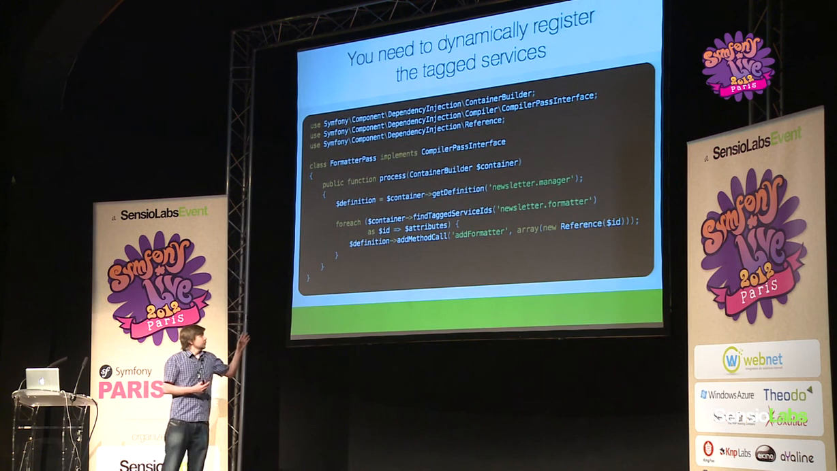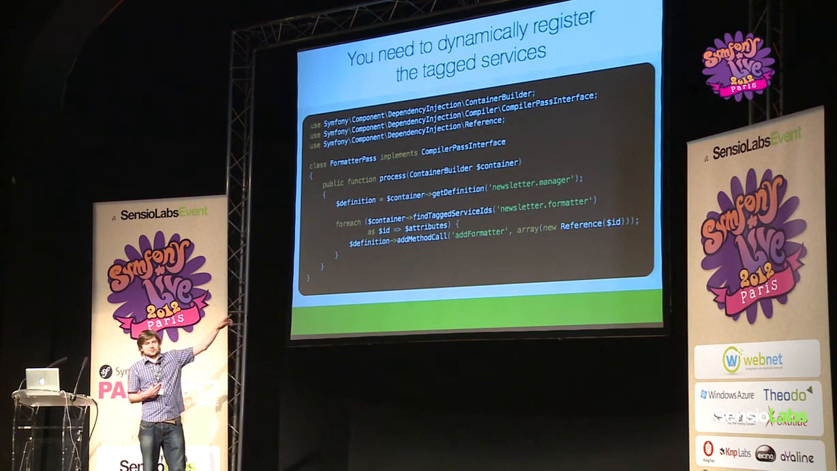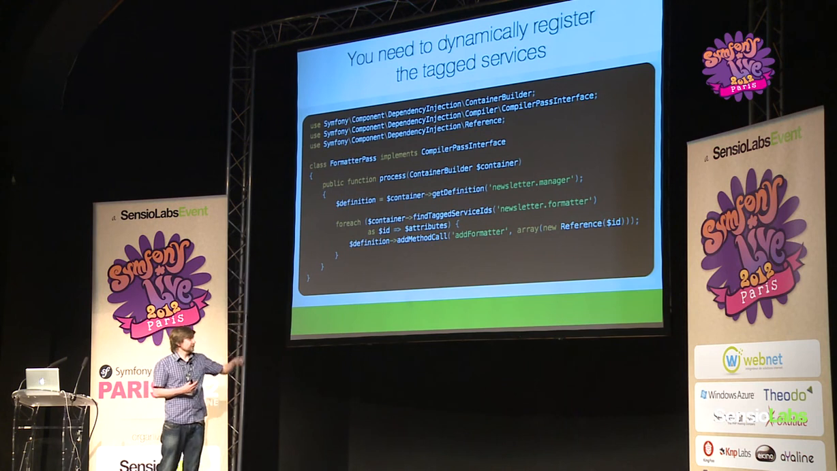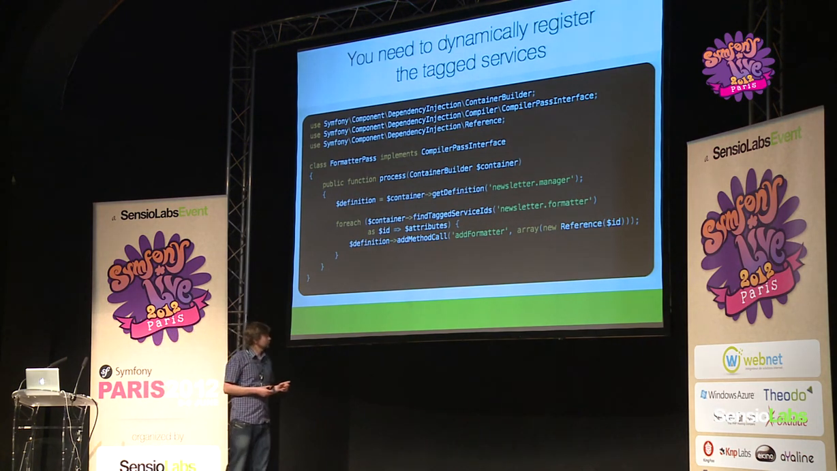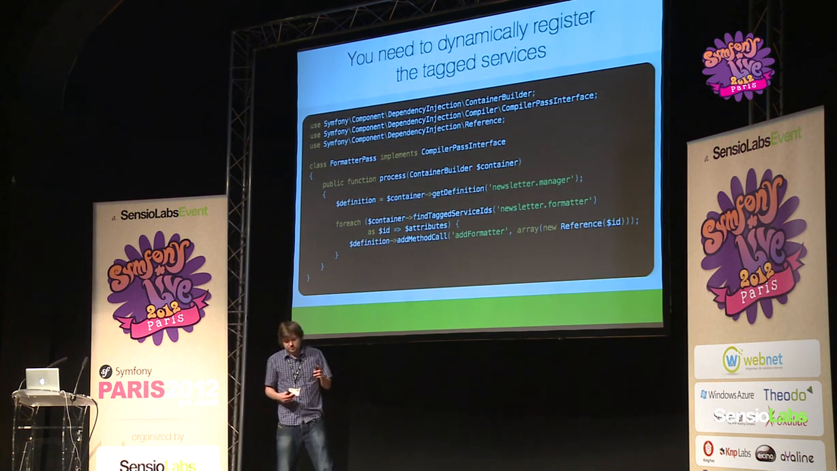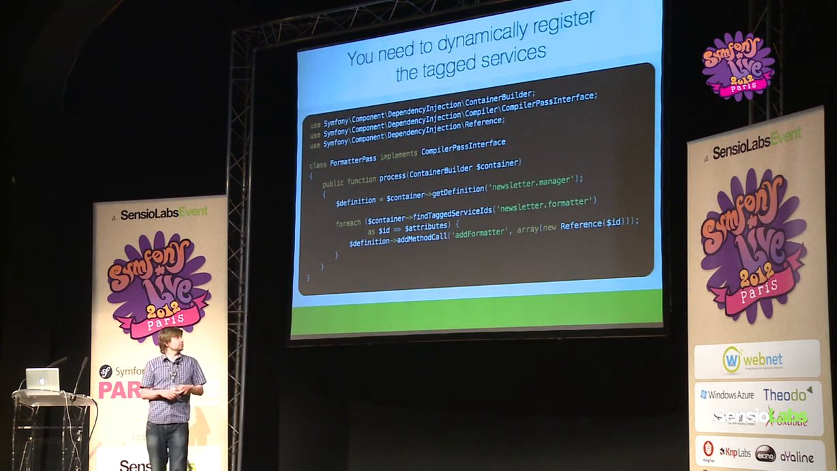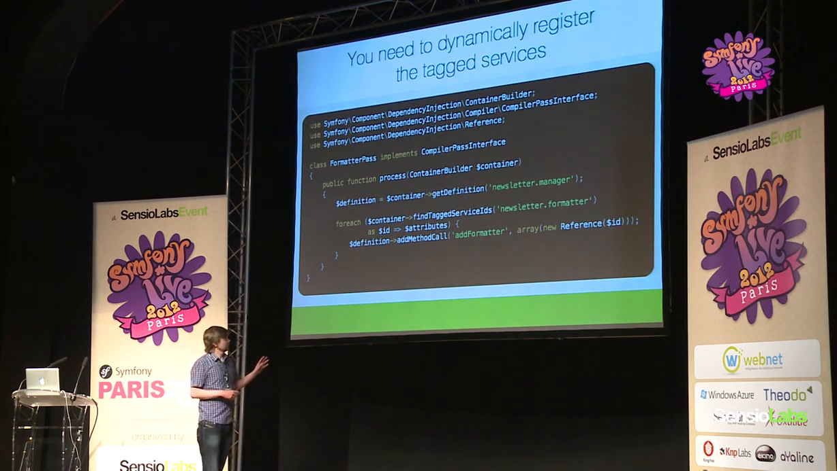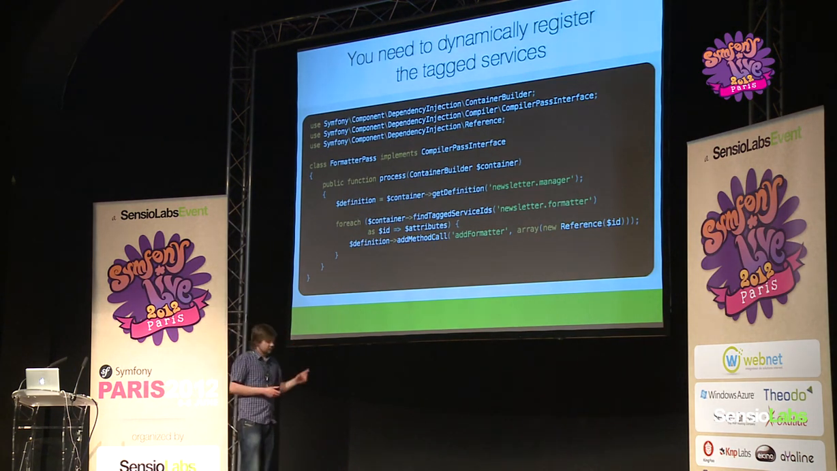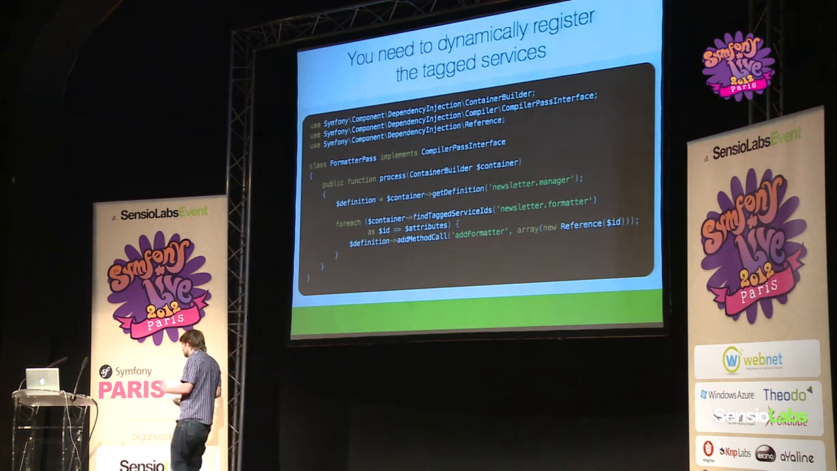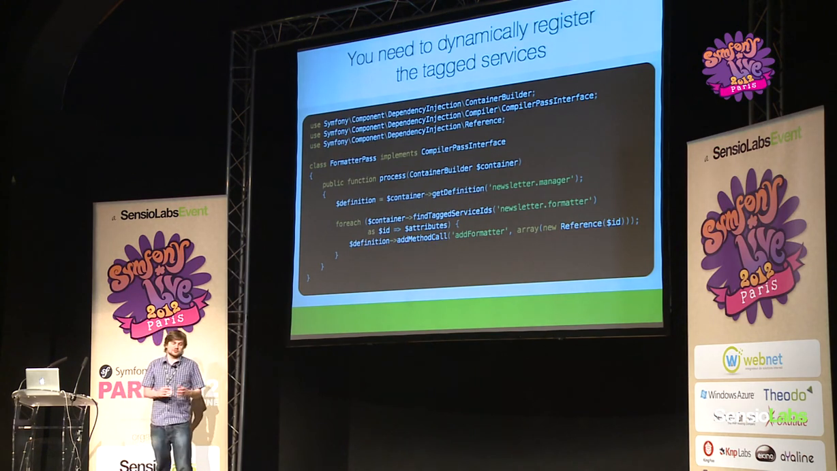So we get the definition of our newsletter manager from the container, and we also ask it for the IDs of any services that have been tagged. Those are the ones on the previous slide from another bundle, where they'd been tagged to say that they're newsletter formatters. Then the container will tell us what those are, and we can add an additional method call to our newsletter manager definition. So it's cool.